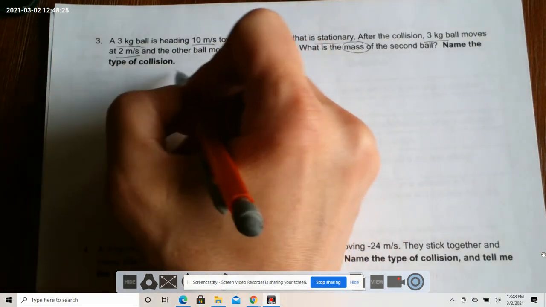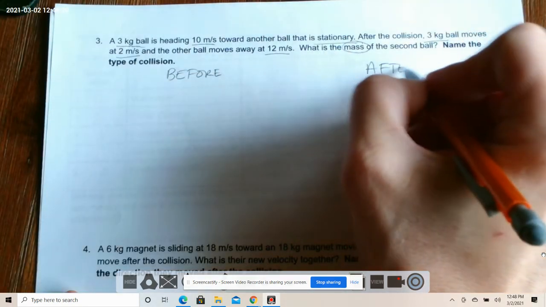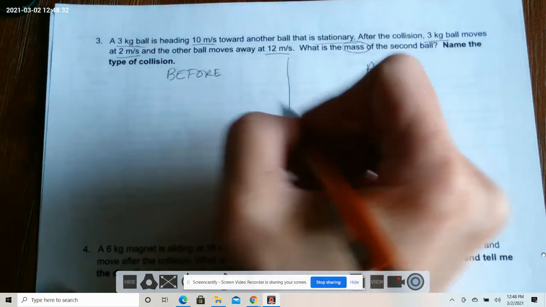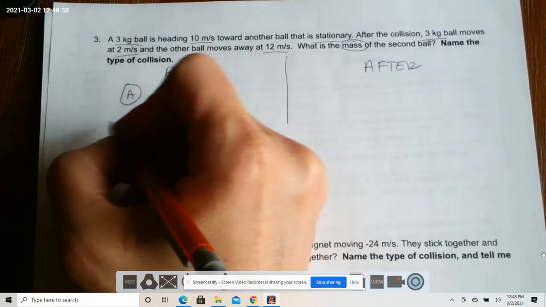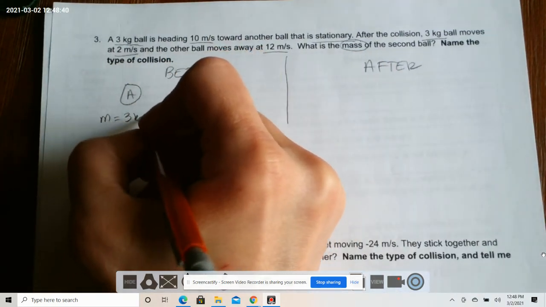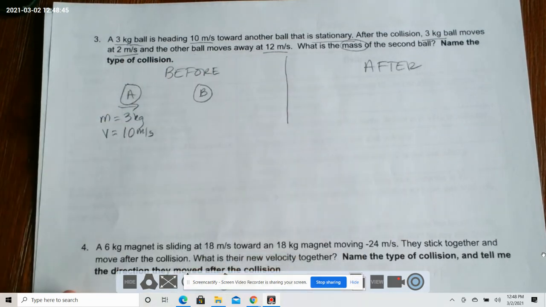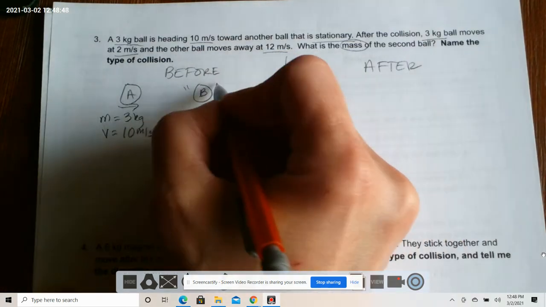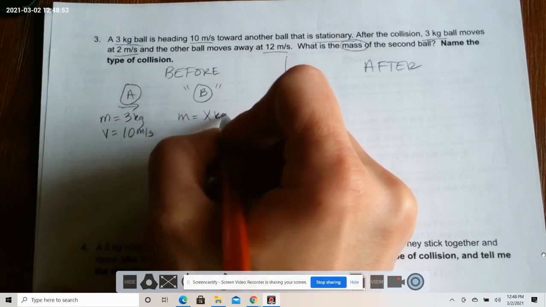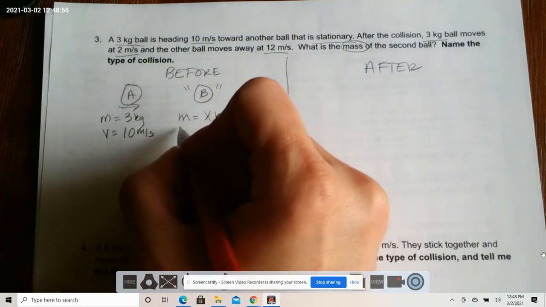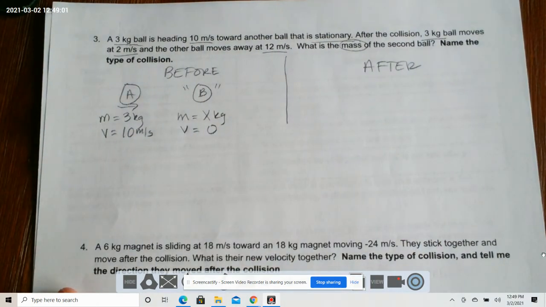So again, before and after. So we need ball A and ball B. So the 3 kilogram ball is the mass and the velocity is 10 meters per second positive, so it's going to the right. Ball B is stationary, has a mass of, we don't know, so it's going to be x kilograms. And it has a velocity of 0 because it is stationary. So just like the entry test we did earlier.